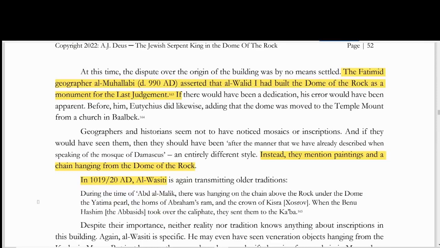The Fatimid geographer Muhallabi, who died in 990 AD, asserted that Al-Walid I had built the Dome of the Rock as a monument for the Last Judgment. So they can't even get who built it correct, even when they're making it up. If there would have been a dedication, his error would have been apparent. But there's another thing. How could he get that mixed up? If there's meant to have been a dedication there, he couldn't have got that wrong.